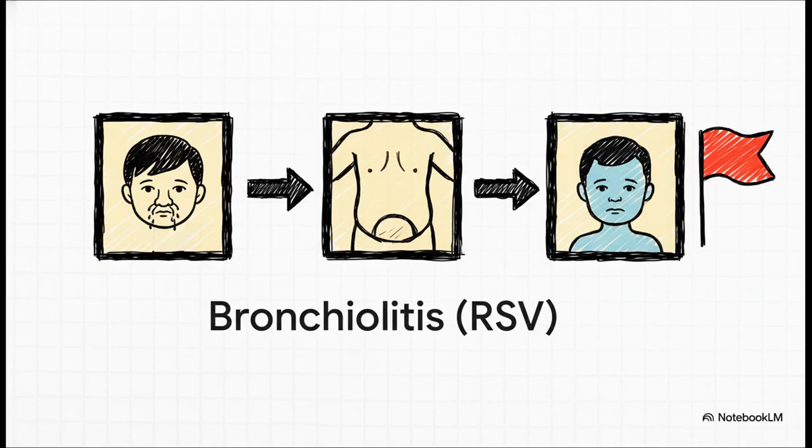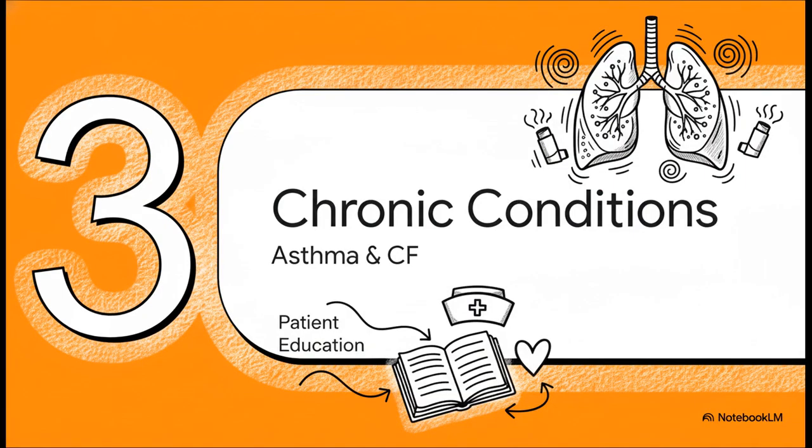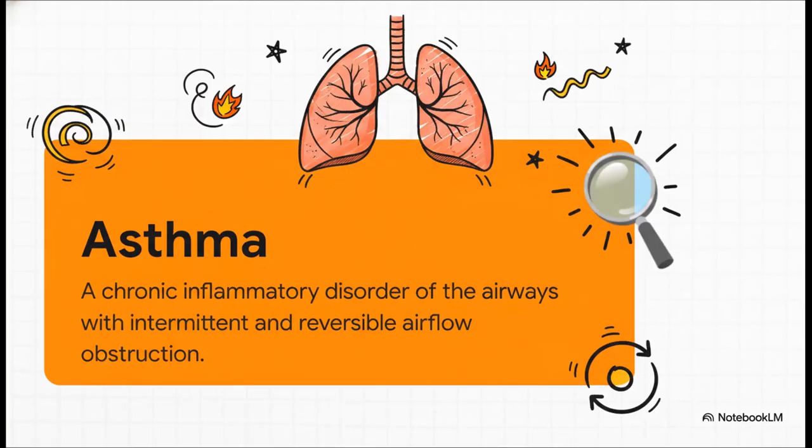That's a kid who's in big trouble. All right, so we've handled the emergencies. Now let's switch gears and talk about the long game, the chronic conditions from Chapters 18 and 19, asthma and cystic fibrosis. For these, the exam focus really shifts to long-term management and especially patient education. First up is asthma, and here's the textbook definition straight from your ATI book.